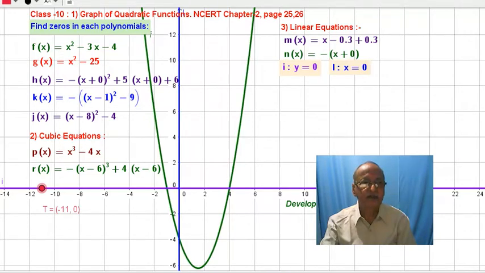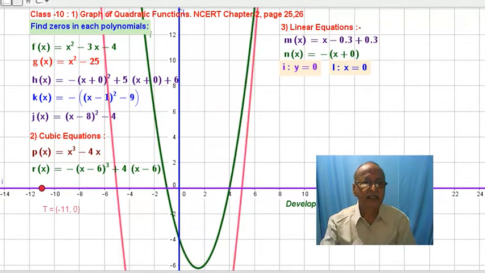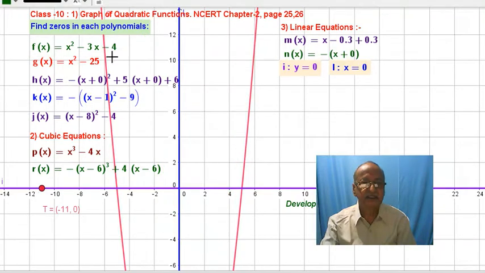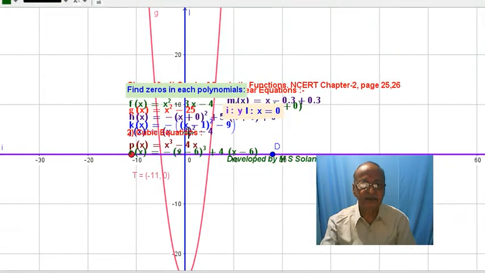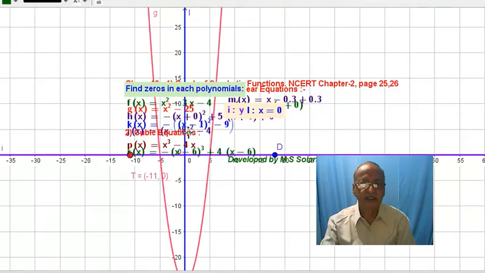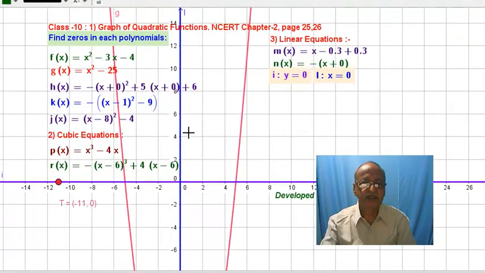Now we are drawing another graph and removing this. Here also the same way, x squared minus 25. g(x) is equal to x squared minus 25. Now you can see this equation is opening upward. This parabola is opening upward.